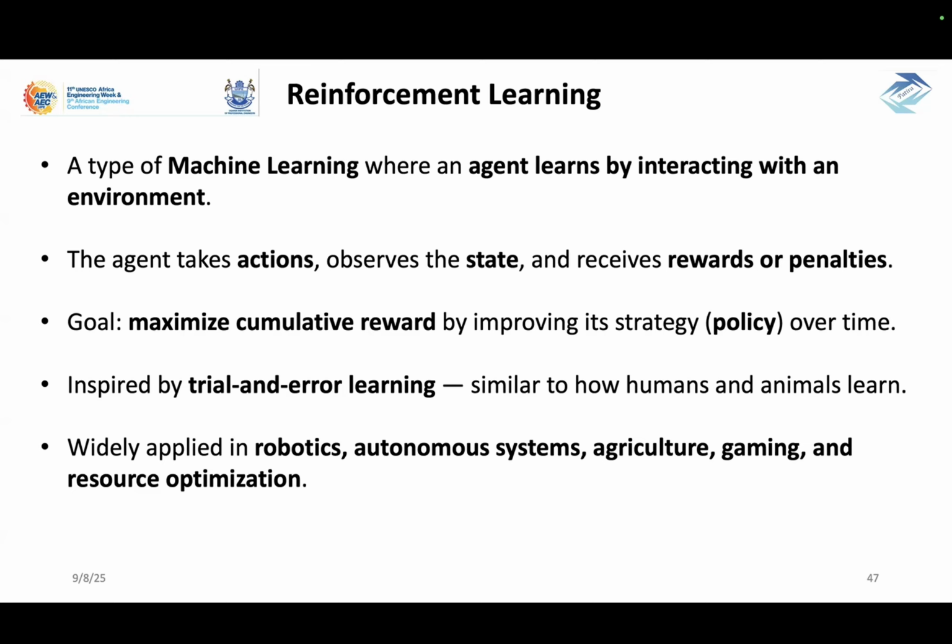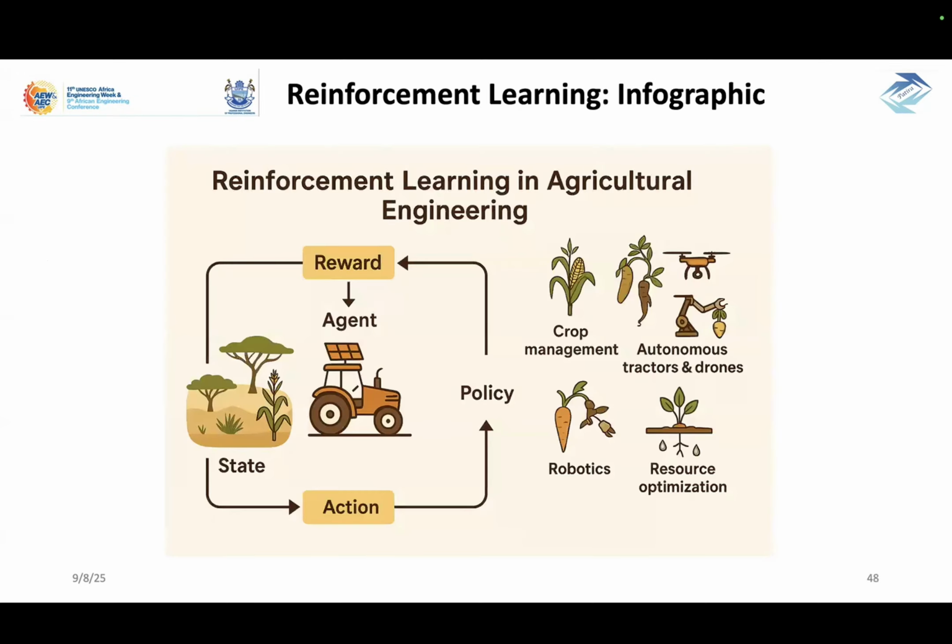So where is it used? Robotics, autonomous systems, agriculture, gaming, and resource optimization. This is how it looks in an infographic. They call it policy. This is the agent. It does something based on the environment. They reward it or they punish it, the agent. And then in the process, it keeps learning and becomes smarter and smarter and smarter.